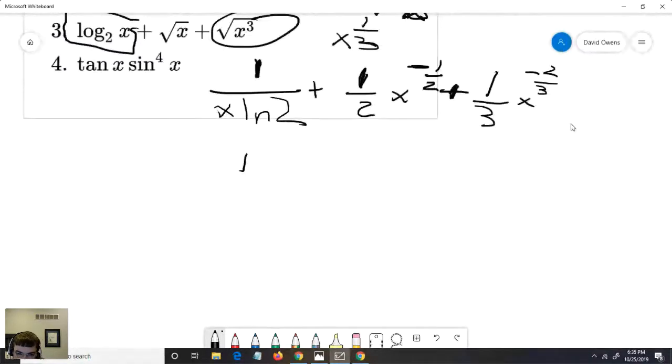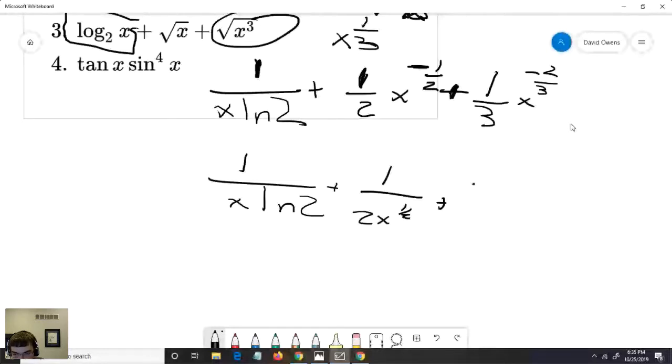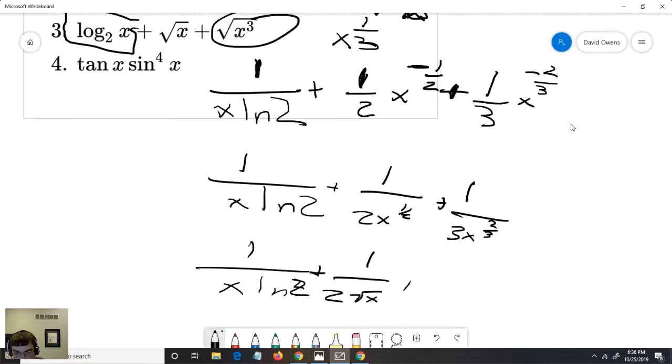So we have 1 over x ln 2. We remember that negative powers are really fractions. So we've got 1 over 2x to the 1/2 plus 1 over 3x to the 2/3. And so simplifying this again, we have 1 over x ln 2, and then we can change these back into radical form. So it's 1 over 2 root x plus 1 over 3 times the square root of x squared, or of x cubed rather.